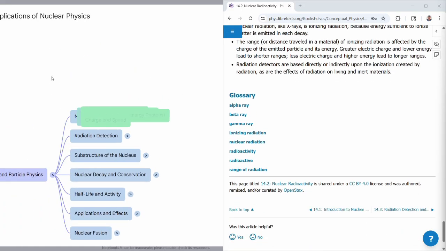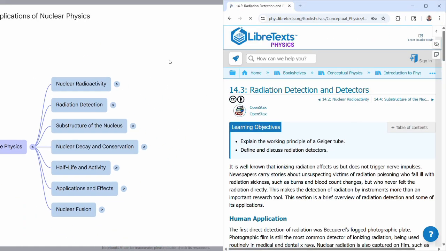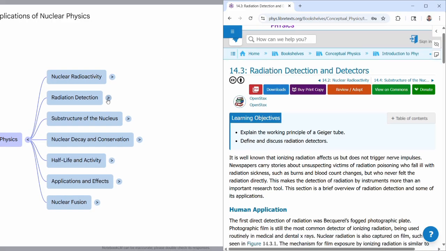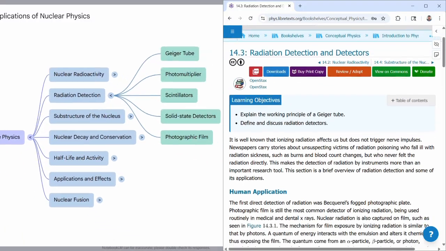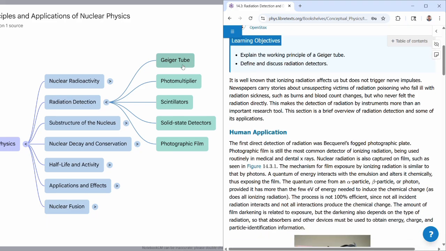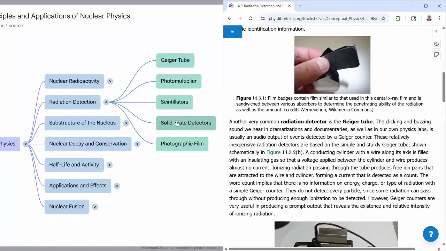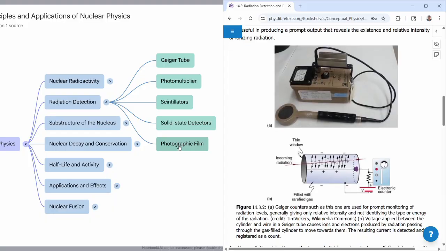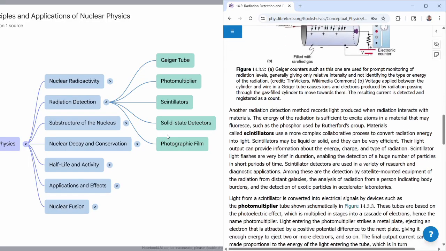Radiation detection and detectors, that's covered in section 14.3. I don't think you have any homework questions on this. So if you're interested, you can read. But I don't really lecture on it, and this is optional.